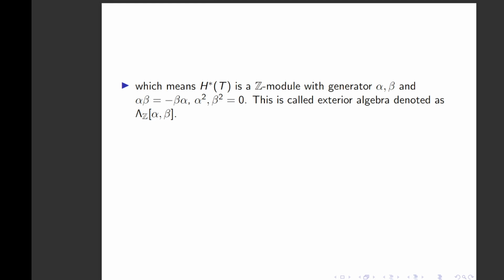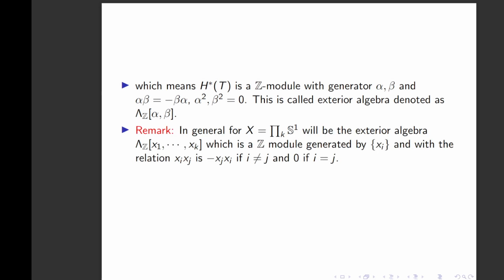It can be proved in general also that, for the product, we know that the torus is a product of two S1. So in general, if I have a space that is a product of circles, then its cohomology ring will be an exterior algebra, which is basically a Z module generated by xi's, and xi xj is equal to minus xj xi if i is not equal to j, and 0 if i equals j. So basically I have generalized this idea, and the proof will be kind of the same.